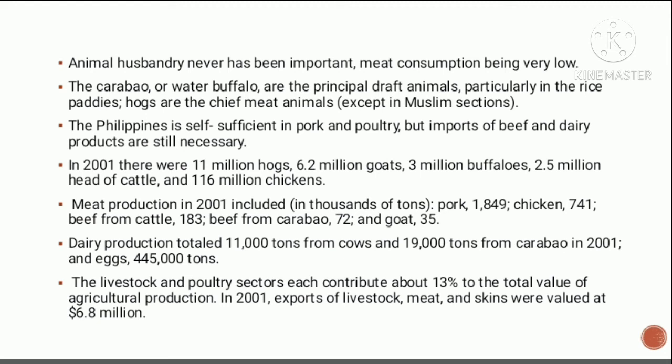In 2001, there were 11 million hogs, 6.2 million goats, 3 million buffaloes, and 2.5 million head of cattle, and 116 million chickens. The livestock and poultry sector each contribute about 13% of the total value of the agricultural production. In 2001, exports of livestock, meat, and skins were valued at $6.8 million.